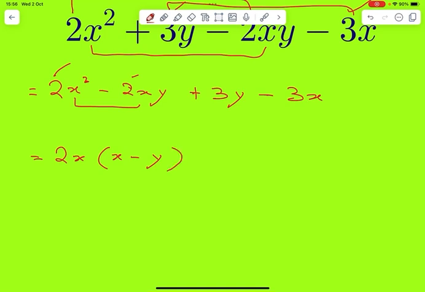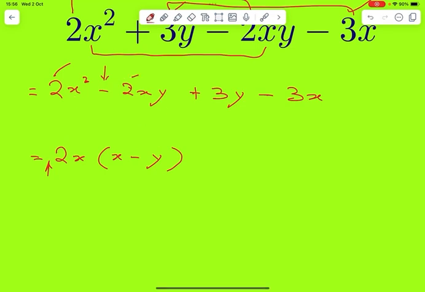Let's check whether we will get the same thing or not. 2x times x gives you 2x squared. That's good. And 2x multiplied by negative gives you negative, which is good because in front is a negative, do take note. And 2x multiplied by y, of course, gives you 2xy. So we are safe. We are good to go.